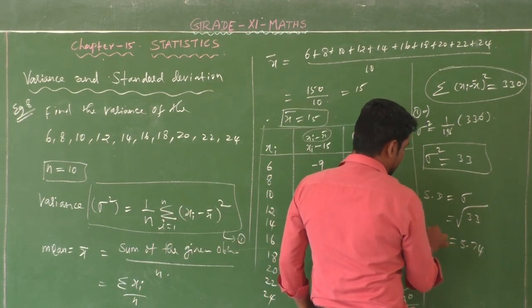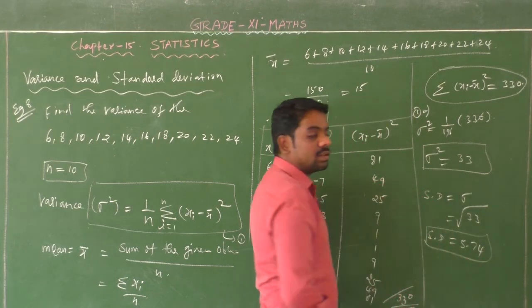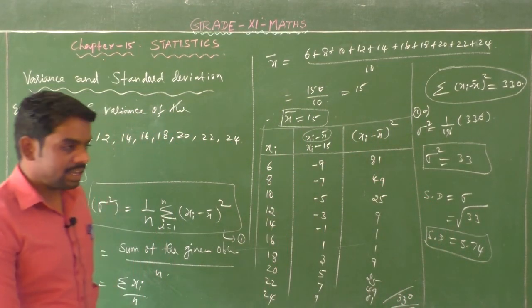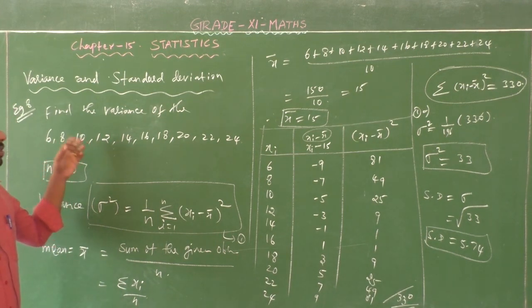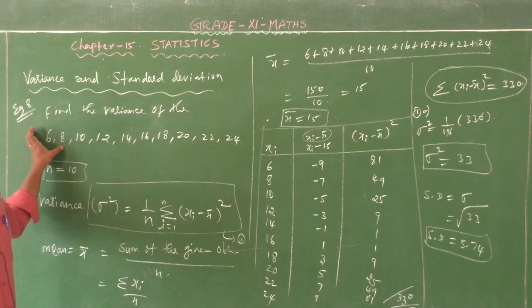This is a standard deviation. Okay? So variance and standard deviation. Find variance and standard deviation of the given data. Listen, given data is ungrouped data.